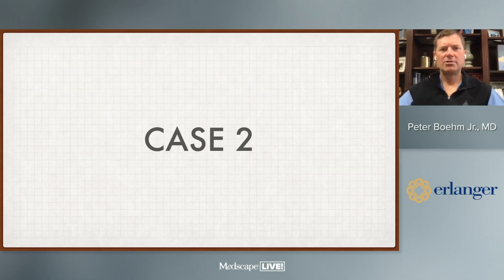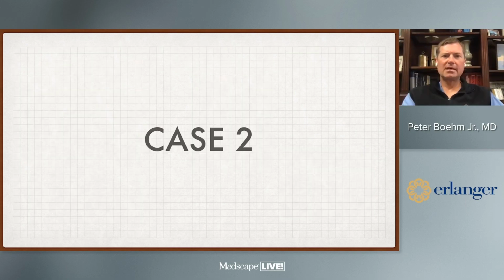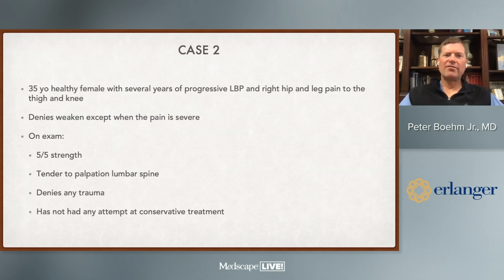Moving on with case 2 is an instrumentation case to discuss. This is a 35-year-old female with several years history of progressive low back pain, as well as predominantly pain radiating into the right hip, leg, down to the thigh to the knee. Again, more of an L4 pathology.